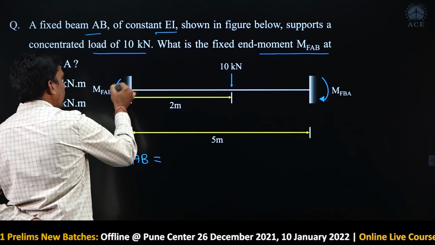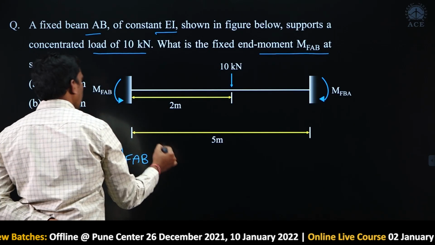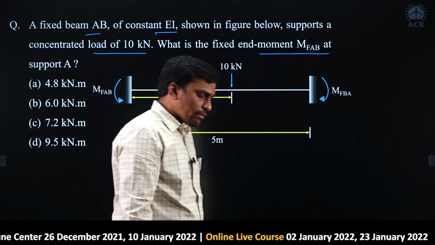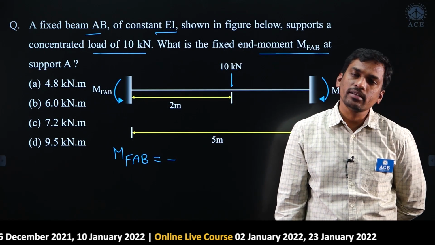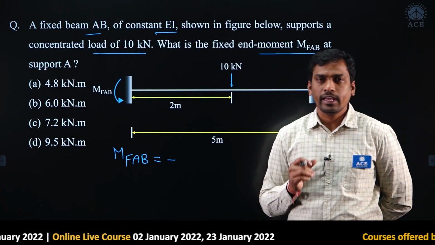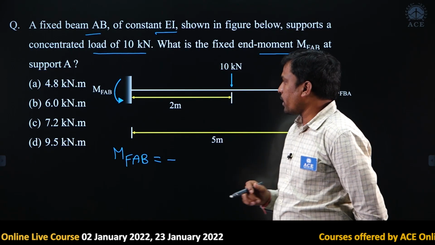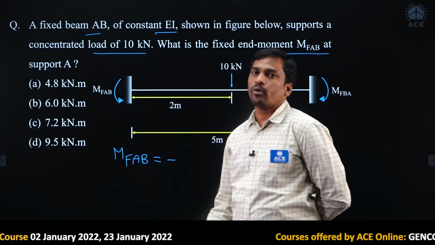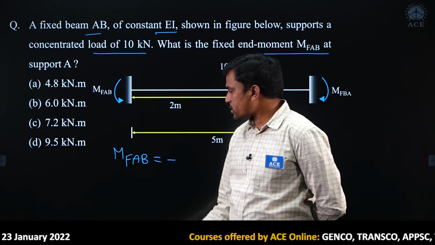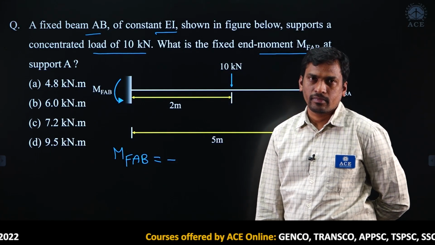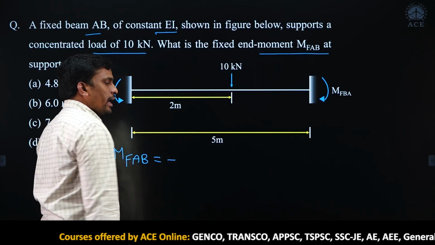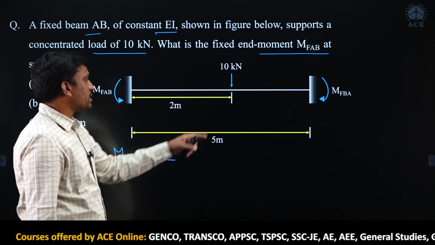Here, is this moment clockwise or anti-clockwise? Anti-clockwise. So anti-clockwise is negative, yes or no? What sign conventions did we follow for fixed end moments? Clockwise moment is positive, anti-clockwise moment is negative. He is asking to find the fixed end moment at support A. The direction of the moment at A is anti-clockwise, so this is minus. Then tell me, this point load, is it acting at the center? No, this is eccentric.